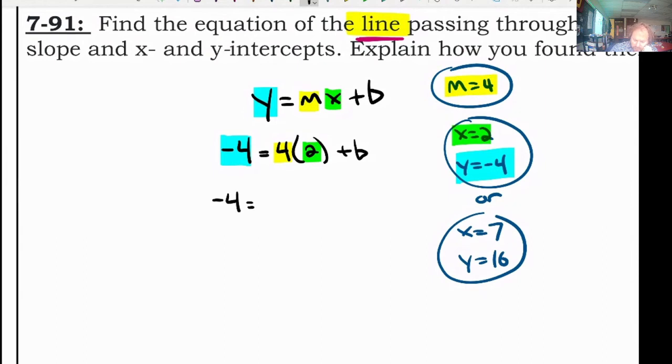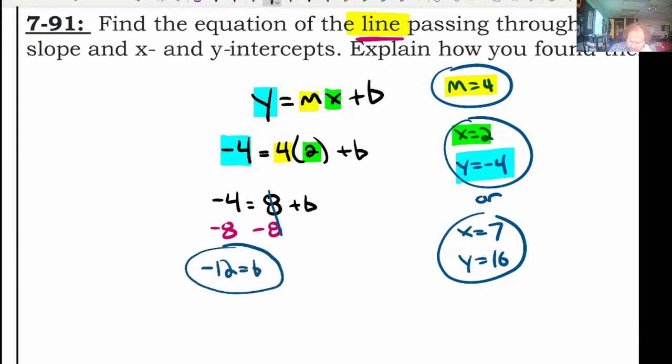-4 is equal to 4 times 2, which is 8, plus b. And all I would do now is subtract the 8 from both sides. Those cancel out. You get -12 equals b. And if you had plugged in 7 and 16 for x and y, you would still get -12 for b. Does not matter. So you're still good. So there we go.